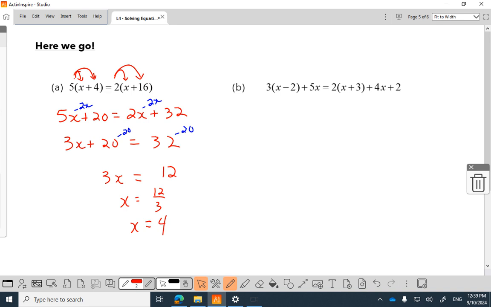Mr. Todd's awesome equation solving plan says, step 1. Do you remember or do you have to peek? Daniel remembers. Distribute. He's in great shape. He knows 1/3 of the plan already. He's going to distribute any brackets if they're there. So we distribute here using the arrows and here using the arrows. So I get 3x minus 6 plus 5x equals 2x plus 6 plus 4x plus 2. What a mess.